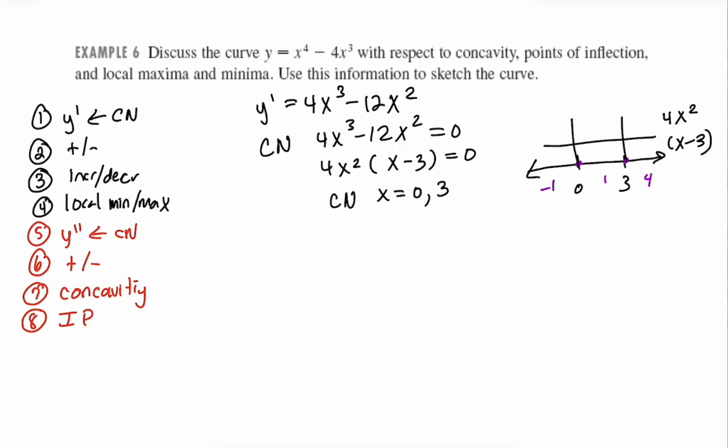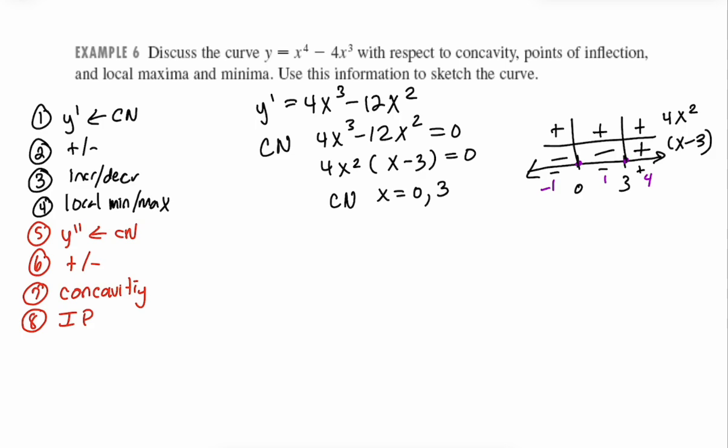If you plug -1 into the 4x squared term, it's positive. +1 is still positive. 4 is positive. So a 4x squared term is always positive. Now, if I plug -1 into my x minus 3, I get a negative. If I plug in +1, I still get a negative. If I plug in 4, I get a positive. Now, those things are multiplied together, so let's multiply our plus minus. A positive and a negative make a negative. Positive and a negative make a negative. Positive and positive make a positive.